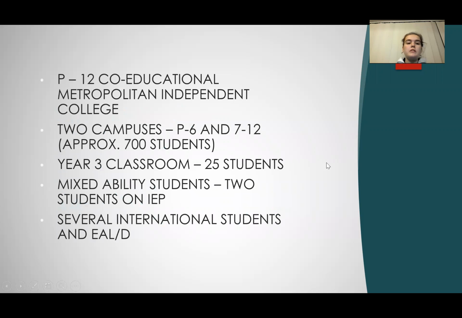I was in a P to 12 co-educational independent college in the metropolitan area, 2 campuses, P to 6 and 7 to 12, approximately 700 students. I was in a year 3 classroom with 25 students of mixed ability, 2 students on an IEP, several international students and an EALD student, and also a student that transferred at the beginning of the year. That was clearly on a lower level than others.